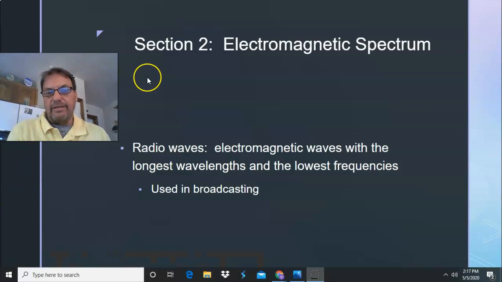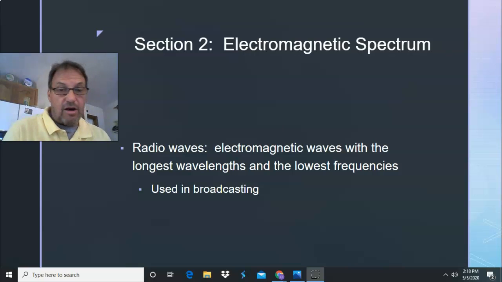But like I say, these are the lowest energy waves on the electromagnetic spectrum, and they have very long wavelengths and low frequencies. And I want you to really keep in mind that wavelength and frequency always work opposite of one another. If it's a long wavelength, then obviously it's not going to pass a point as quickly as one that has a very short wavelength.